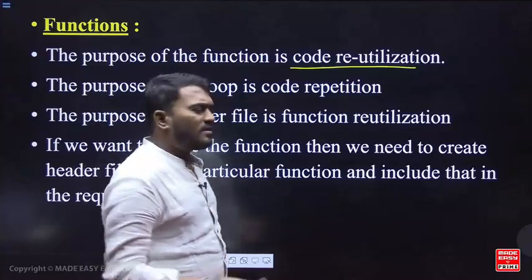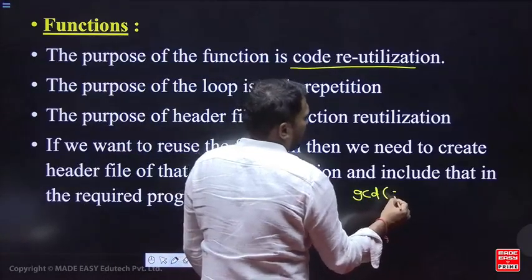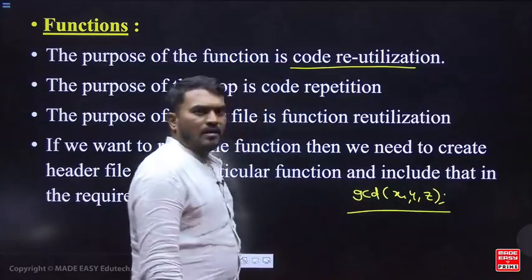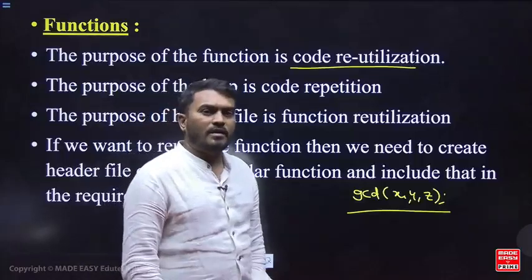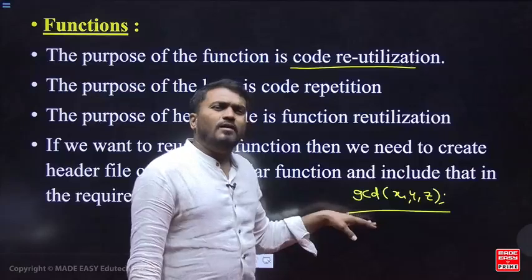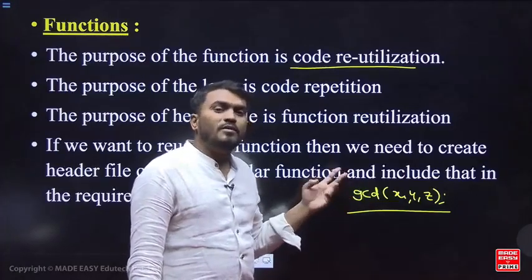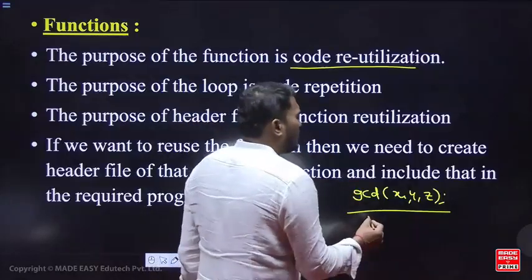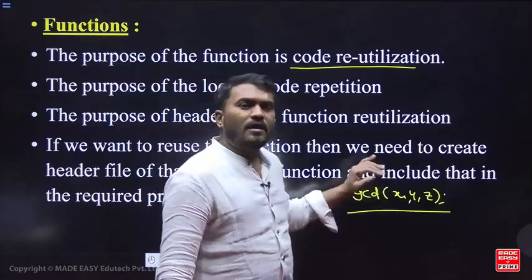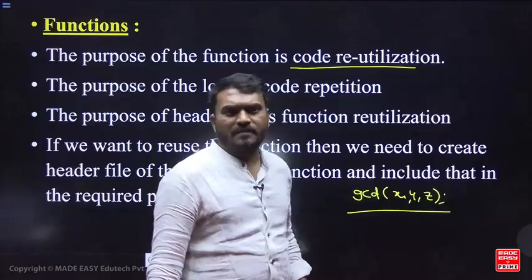Like for example, what is the meaning of that? Let's say I am having a GCD of 3 numbers, say GCD of x, y, z. You are writing a function to find the greatest common divisor of 3 numbers, and you want to use this function multiple times in your program, maybe 100 times. Then every time there is no need to write this entire function. You write that function outside the main, and wherever you want to use it, you can simply call that function. Is that clear?